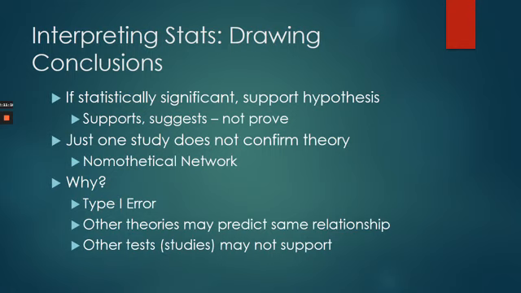And basically, we know that just one study does not confirm a theory. So we already know that there's no proof in a study, so you can't say we prove this. We might get some evidence and some support for the theory, but we can't say we prove the theory. Definitely one study doesn't do that.